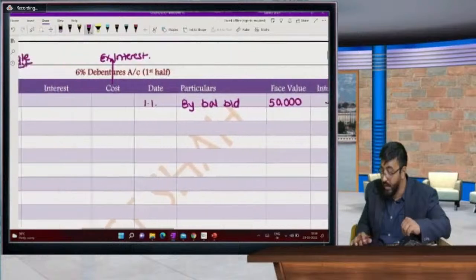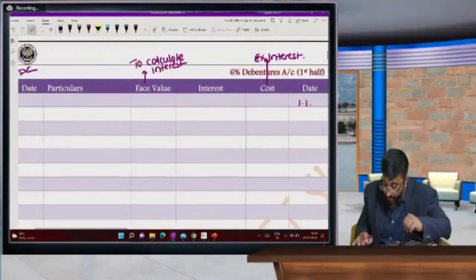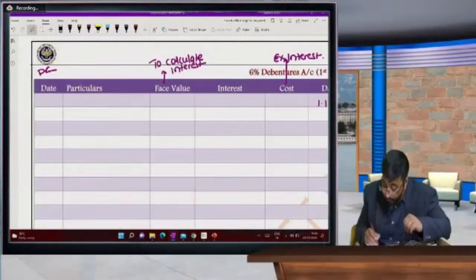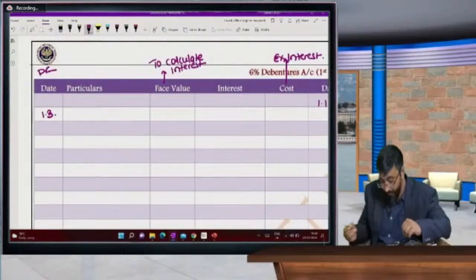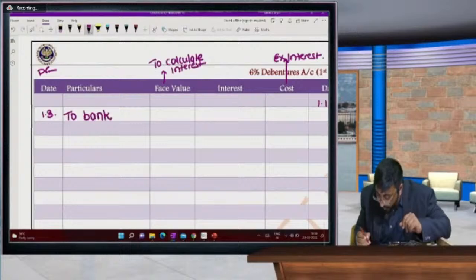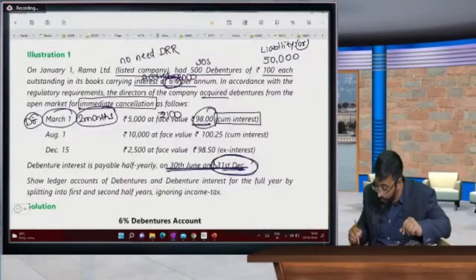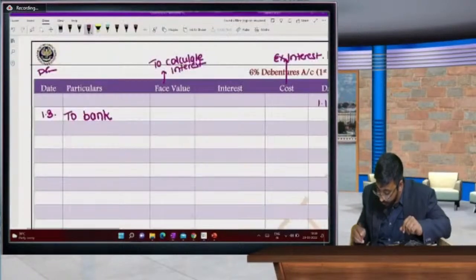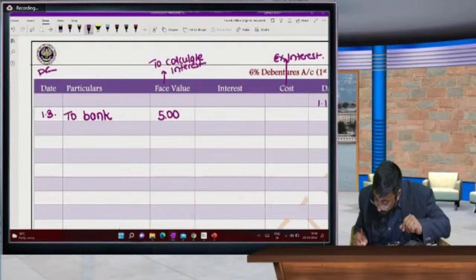Now beta, we are cancelling debentures. Now I'm going to give you one simple way. 1st March. Don't write anything. To bank. How many debentures are we going to cancel? 5,000. This is number A.